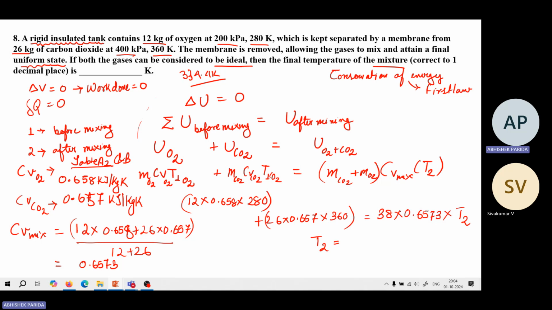12 into 0.658 into 280 plus 26 into 0.657 into 360, divided by 38, divided by 0.6573. You're getting T2 as 334.7 Kelvin. Okay, you got 0.4, I think it's fine. So the correct answer is 334.7 Kelvin, and I hope you understood this question. Okay. Yes.